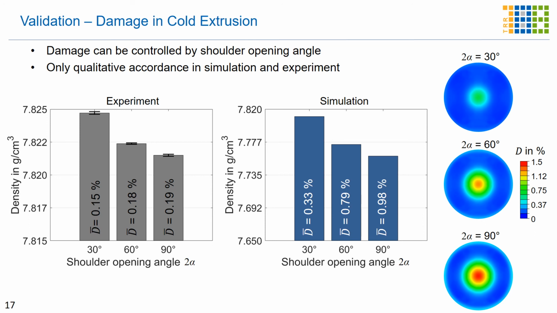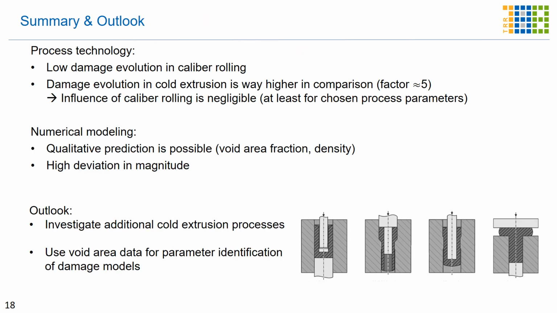Nevertheless, the used numerical methods can already be used to optimize forming processes in a qualitative manner, like we have shown in this and the previous examples. Summarizing the results, we can say that damage evolution is rather low in caliber rolling in comparison to the one in cold extrusion, which is higher by a factor of about 5. So the influence of caliber rolling on damage evolution is negligible.